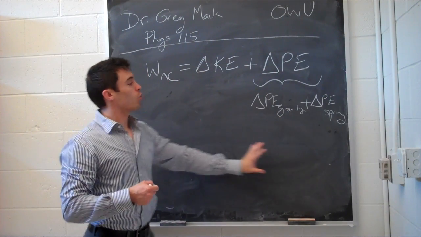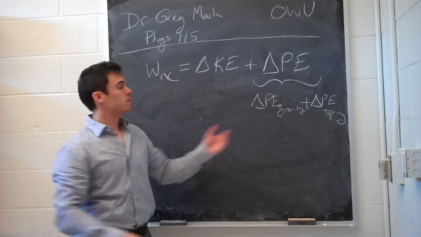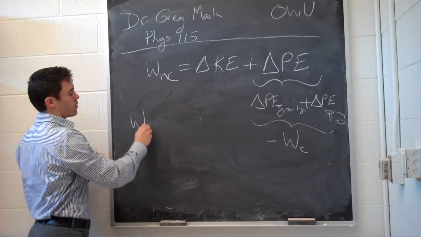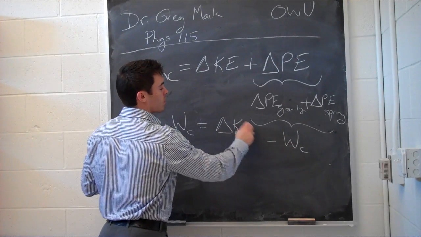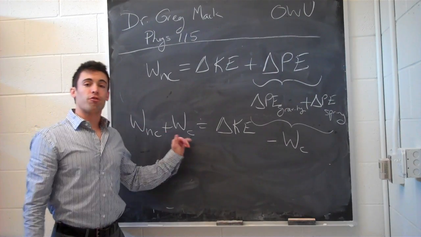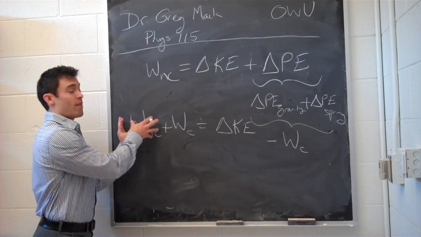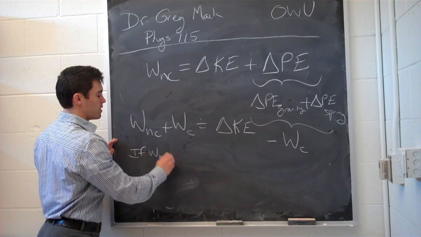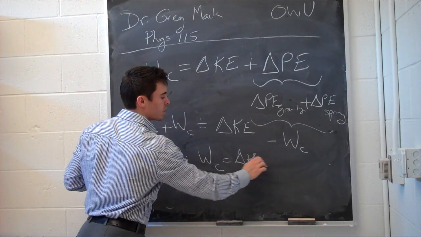And so any kind of work you're talking about is related this way. This is, if you remember, negative the conservative work, where the more general equation is non-conservative work plus conservative work is equal to the change in kinetic energy. So, if you only have conservative forces, meaning that they don't change the overall energy of the system you're talking about, and you don't have any friction, so this term would be 0.